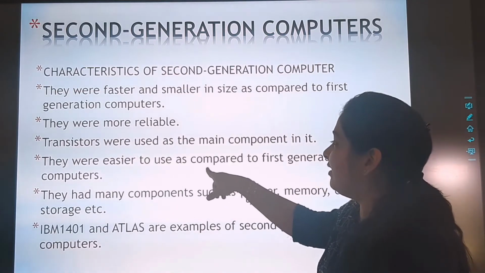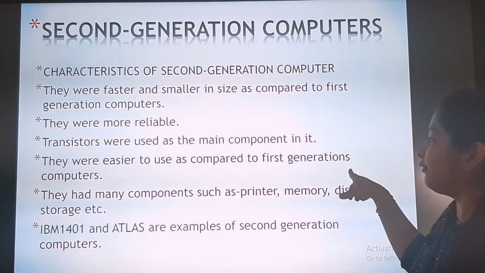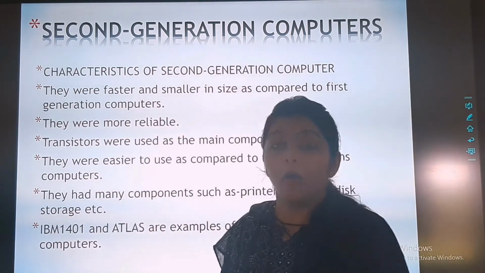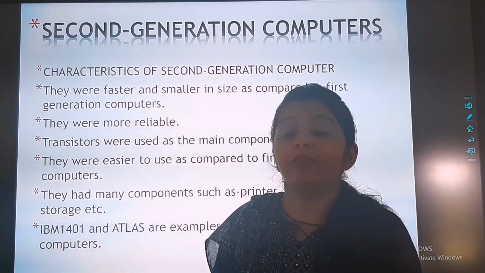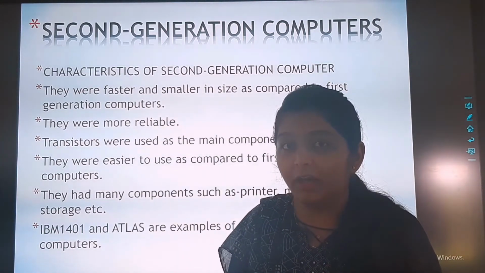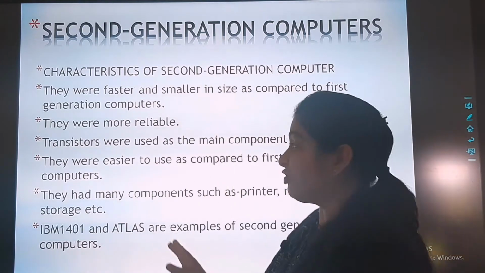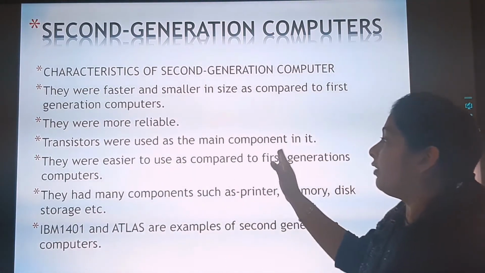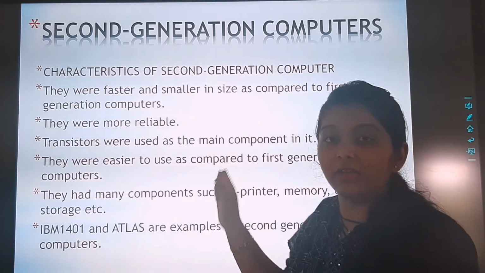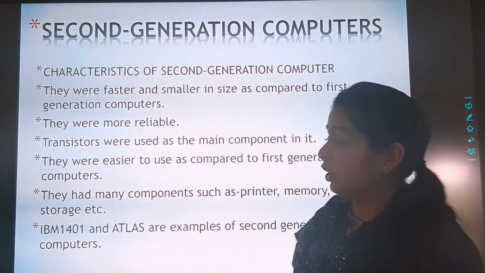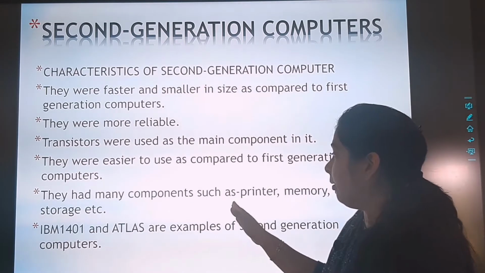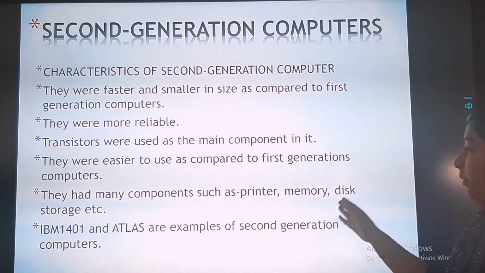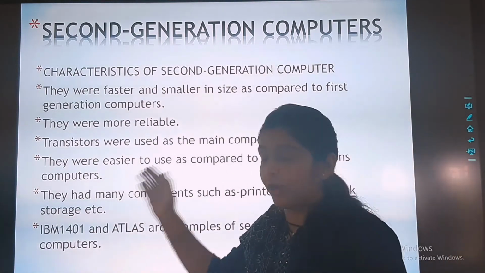Now, they were easier to use as compared to the first generation computers. In the first generation computer, we used vacuum tubes as the main component. In the second generation computer, we use transistors and they were very much easier to use. They had many components such as printer, memory, disk storage, etc.